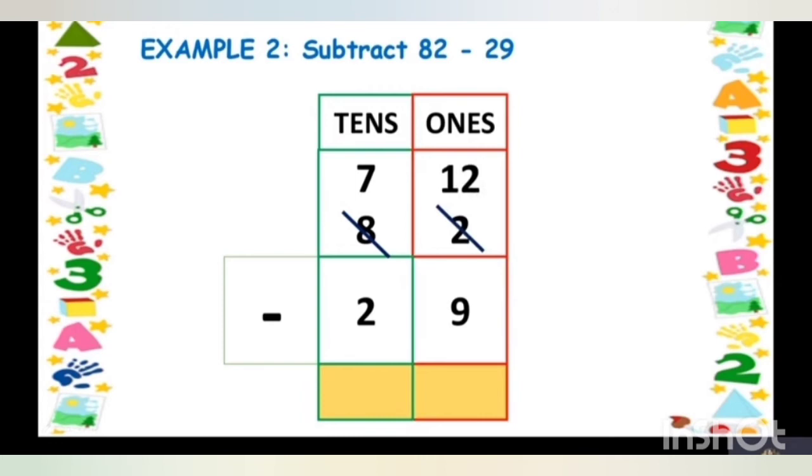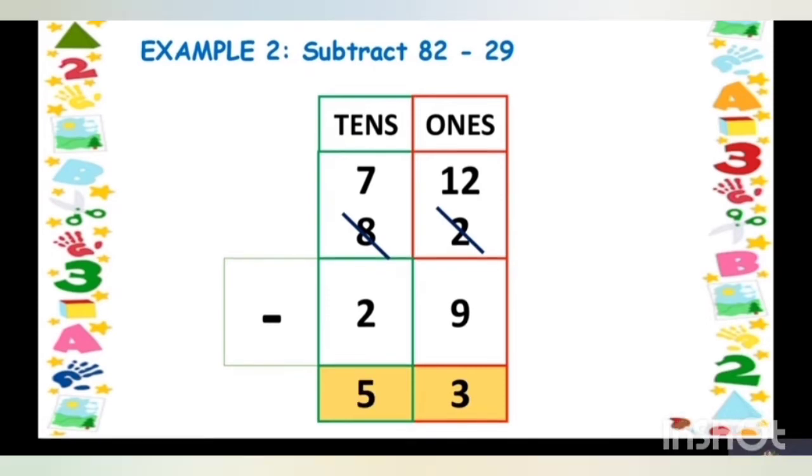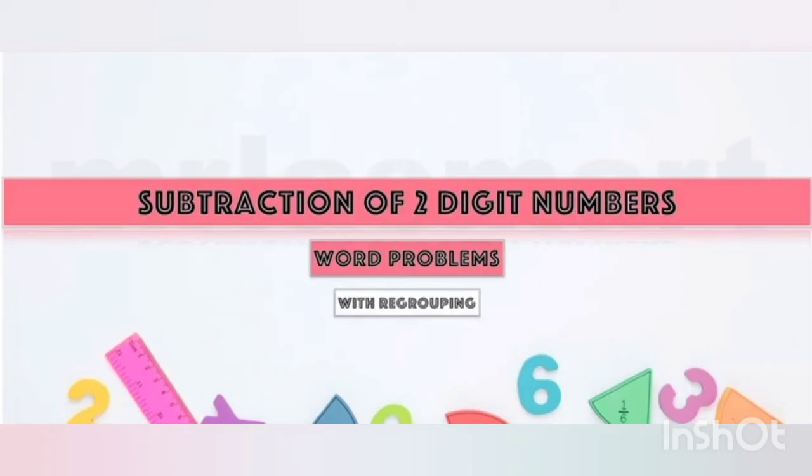Okay, and dear children, don't forget to put the minus sign, that is the symbol that represents subtraction. Then on subtracting 9 from 12, we get 3 in ones place. Moving to the tens place, on subtracting 2 from 7, we are getting 5. Yes, the difference on subtracting 29 from 82, we get 53.